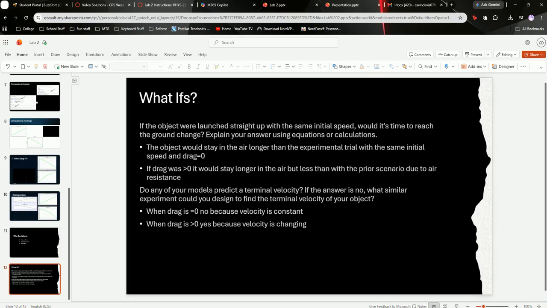Do any of your models predict terminal velocity? If the answer is no, what similar experiment could you design to find the terminal velocity of your object? When drag is equal to 0, there is no terminal velocity because the velocity is constant. However, when drag is greater than 0, the answer is yes because the velocity is changing.